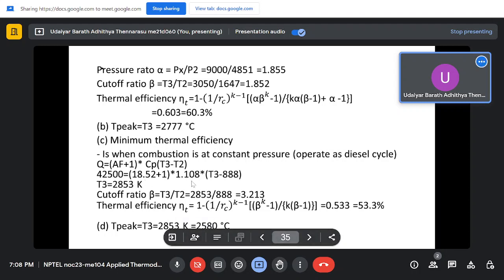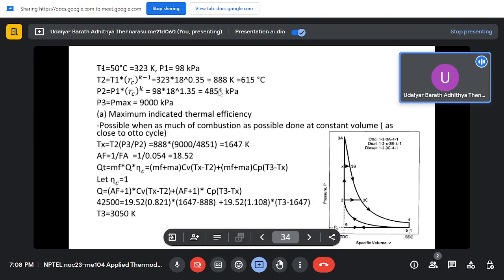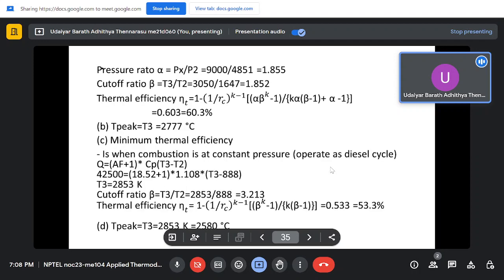So if you see here, the pressure at which heat is being added is 4851. If you go to still higher pressure, so that you can utilize much more of the cycle, you can get a better efficiency. For this given condition, this is providing 53.3, which is lower than the dual cycle because of the limitation of the compression ratio. Okay, and peak temperature is calculated as 2580 degrees Celsius.